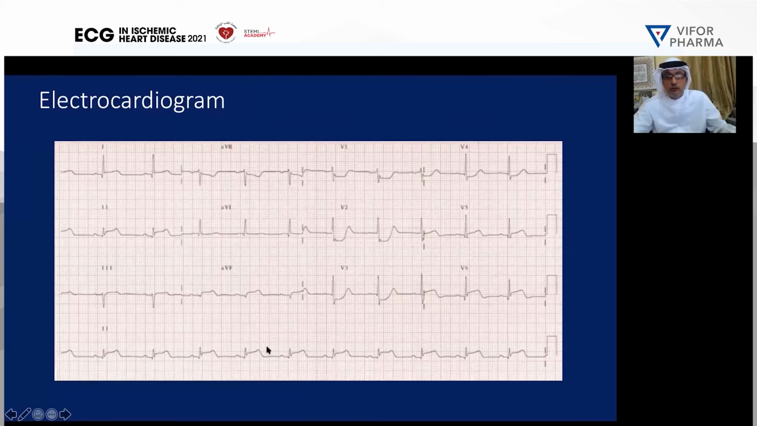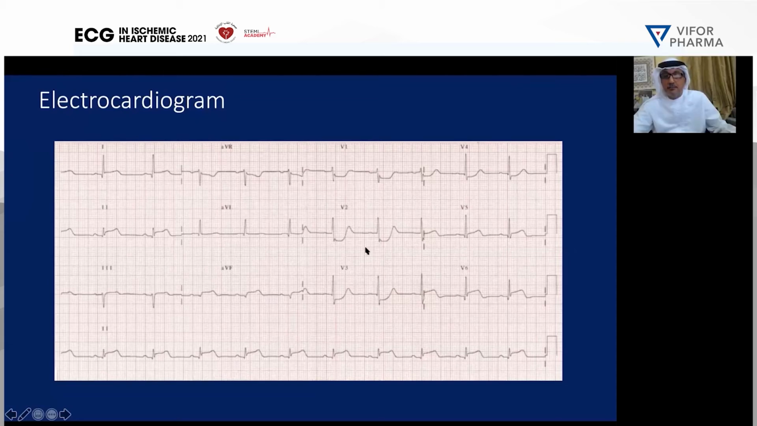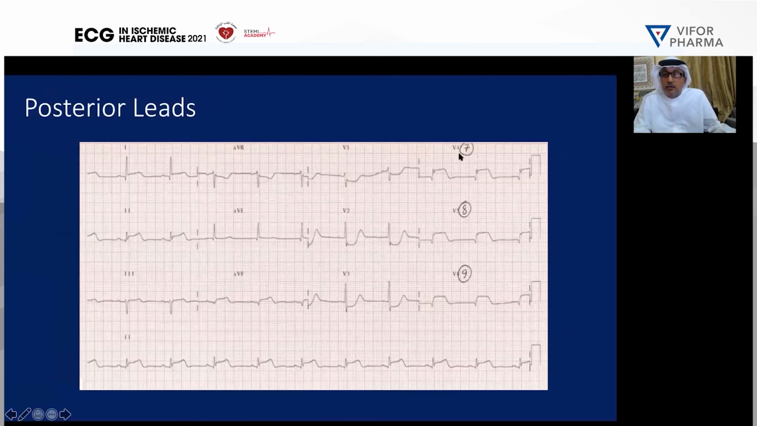Yes, so sinus again, regular, but there's ST elevation involving the inferior leads and ST depression involving the anterior leads. When you see ST depression in the anterior leads V1, V2, V3 in association with inferior ST elevation, think about posterior infarction. And that's the case here. So we did posterior leads, and as you can see here, in V7, 8, and 9 there's ST elevation. We showed this case or a similar case before, and it's just another demonstration that if you see ST depression in V1, V2, V3, think about posterior.